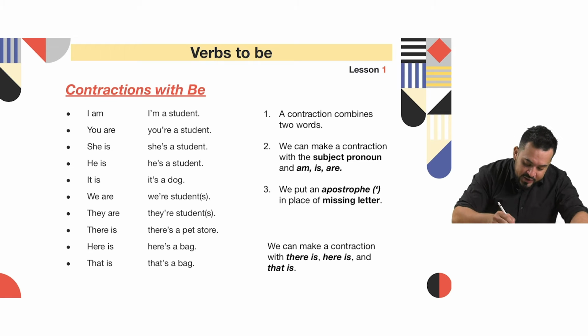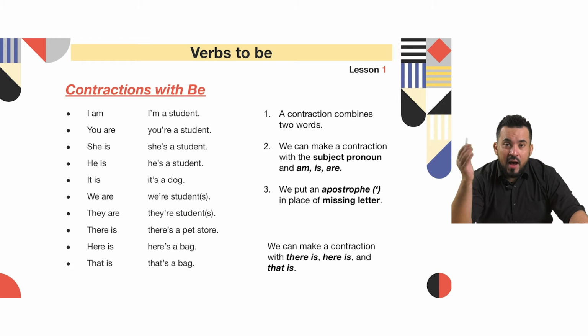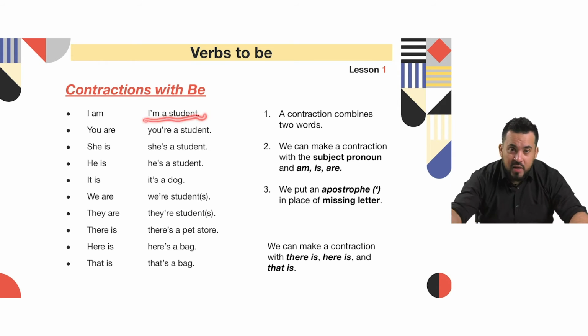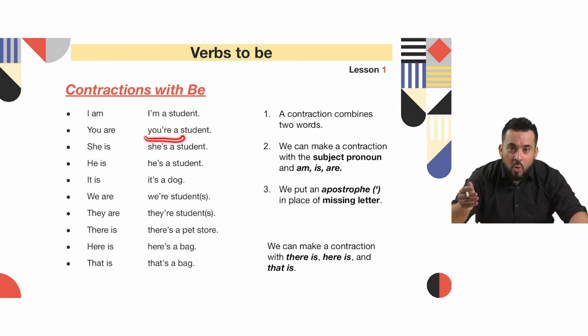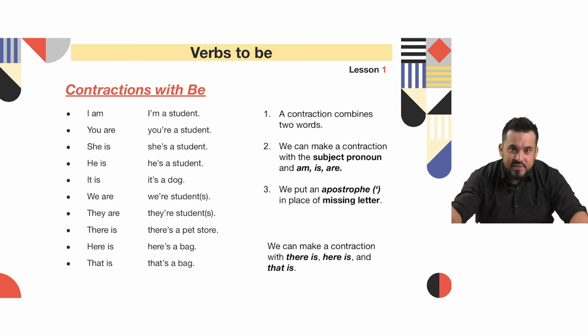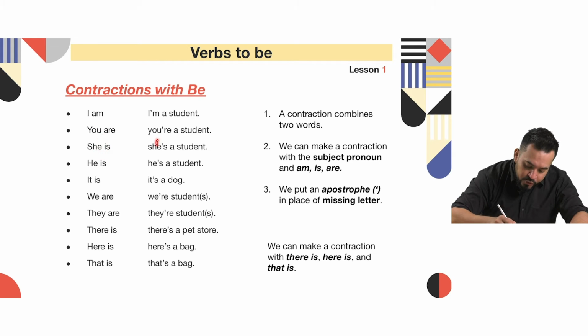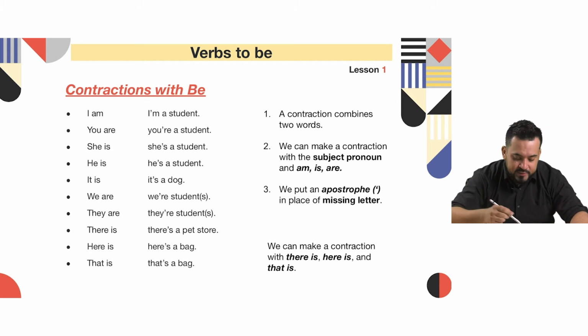What's an apostrophe? This is an apostrophe on the top, like here. All right, let's take the first one. I am. We contract it by saying I'm a student. You are, you're. So we remove the A and we put an apostrophe. So it became you're a student. She is a student. She's a student. We remove the I and we put an apostrophe to show that there is a letter that was removed, that was contracted.